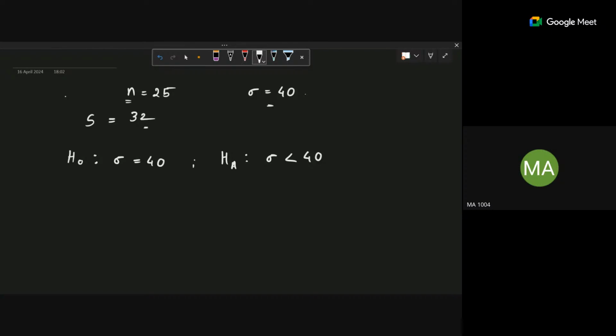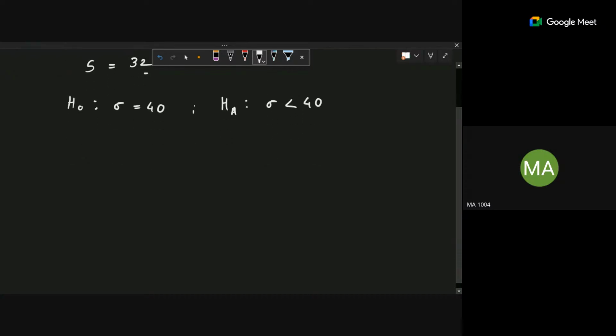Okay, then the next step will be about the test statistic, right? So as we discussed, if we are doing hypothesis testing on variance or standard deviation, which test will be applicable here? So what will be our test statistic then? It will obviously be about the sample variance, right? Okay. So our test statistic will be T equal to S square.